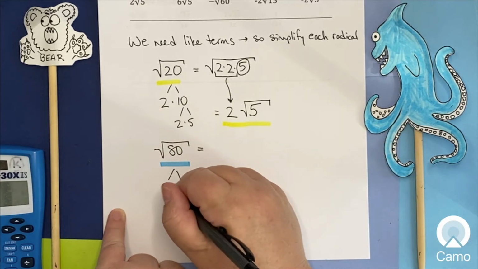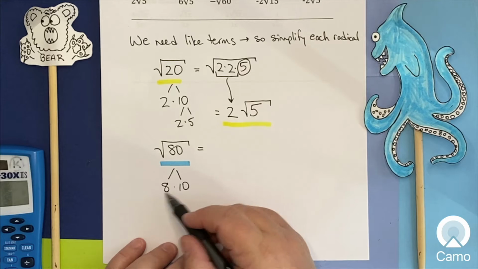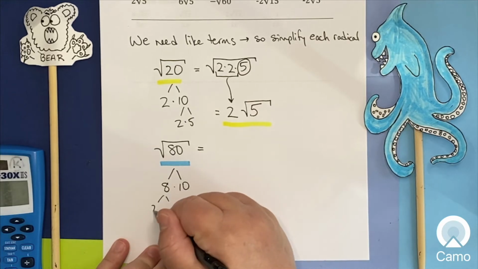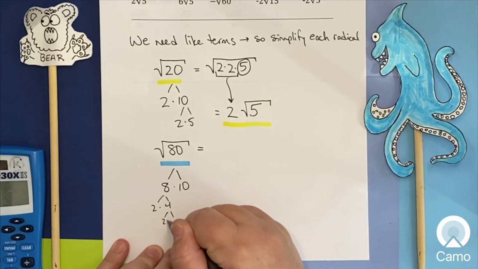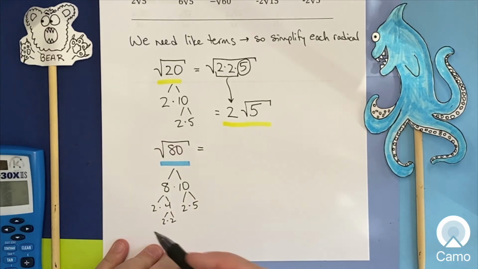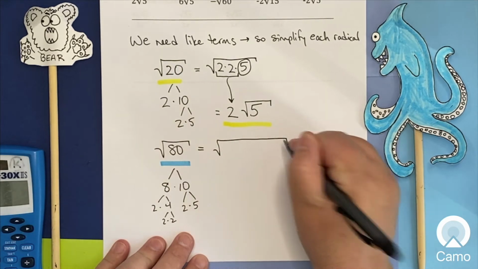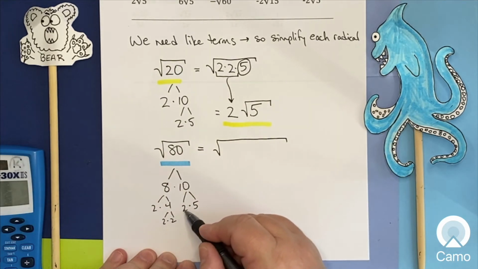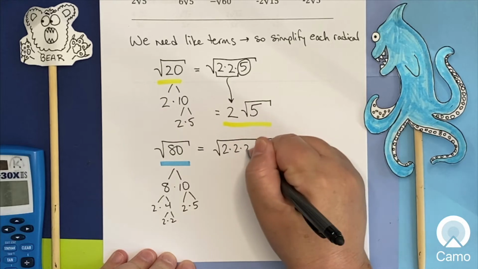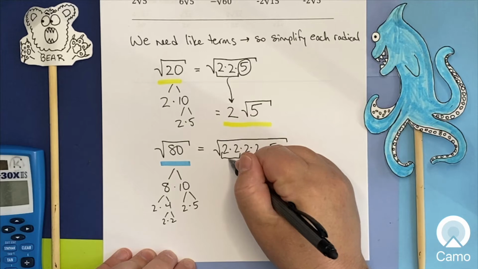Okay, 80. I'm just going to go 8 times 10. I know there are more beautiful, sophisticated ways to do it, but 8 times 10 will work. Then I've got 2 times 4, 2 times 2, and 2 times 5. Now, I have a whack ton of 2s, so I've got to keep track of all of those. So I've got 1, 2, 3, 4 twos: 2, 2, 2, 2, 5. Okay, I've got a pair of twos here.